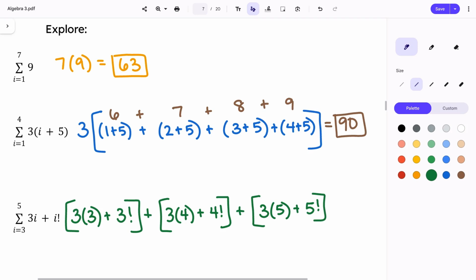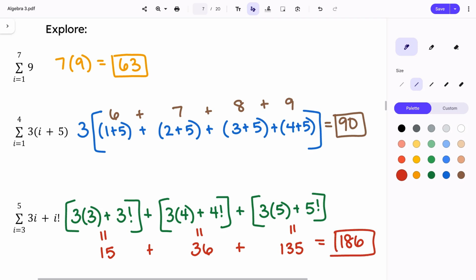Like so. This first one here would have been 9 plus 3 factorial. That ends up being a 15. This next piece ended up coming out to be 36. And this last one was 135. And then I add those together. And so I got a final answer of 186.